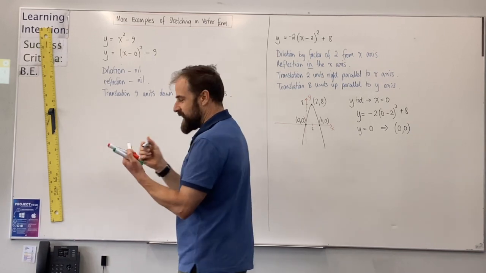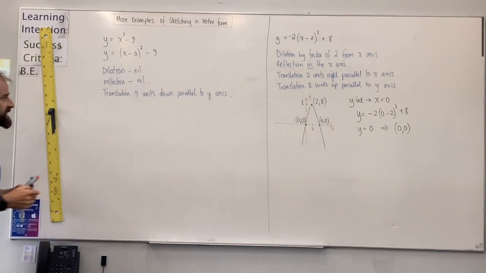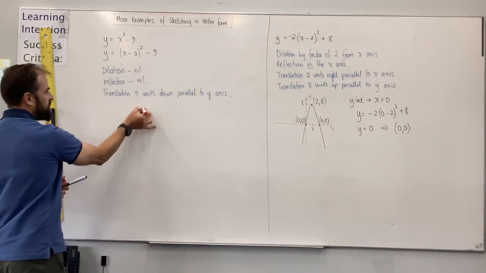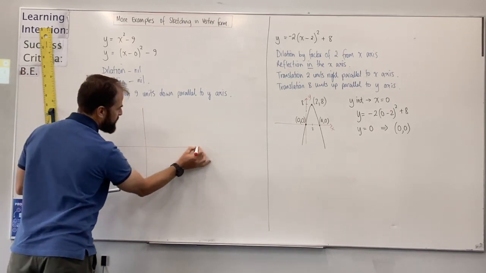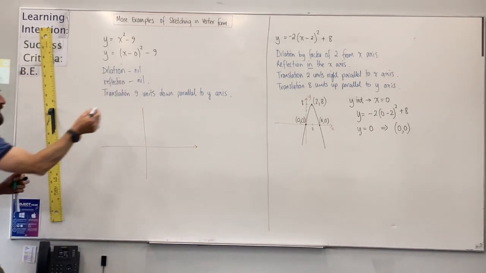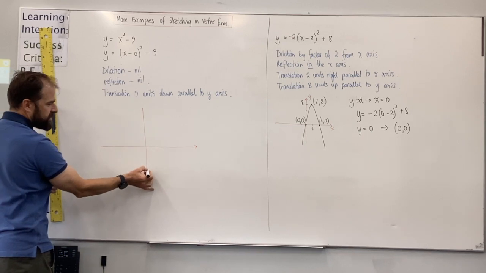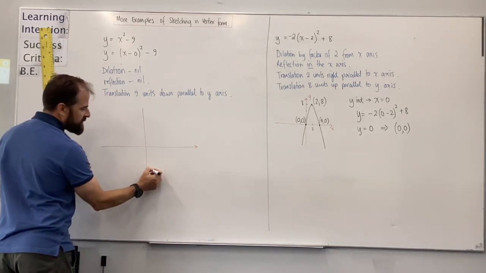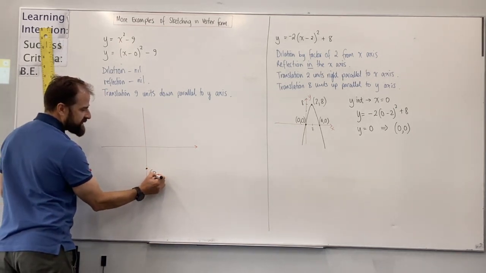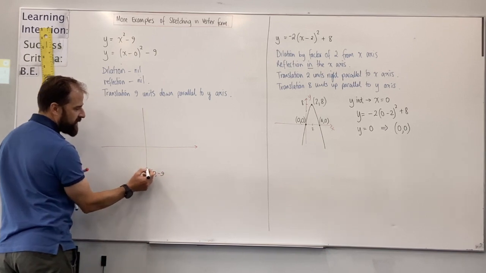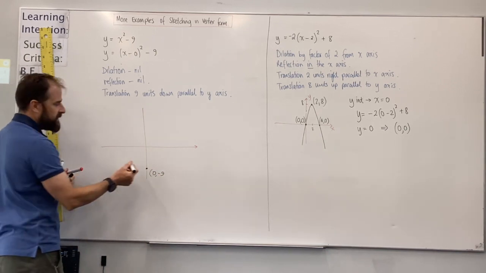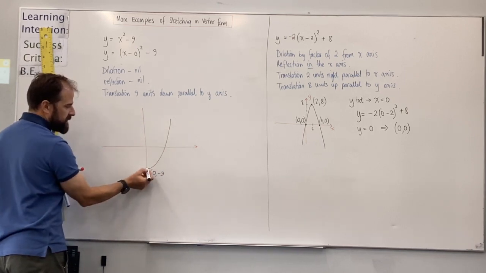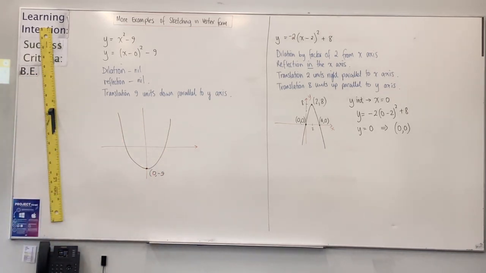And the more you practice, you can actually write that out pretty quickly. It really doesn't take long. So here's my graph. A few people talking makes it hard for me to concentrate. Thank you. I've gone down 9 places. So when x is 0, y is minus 9. There was no left or right, and no reflection. So it's just going to look like that.